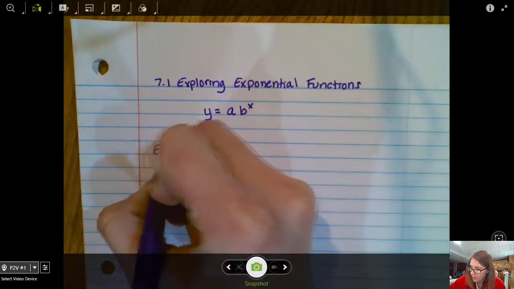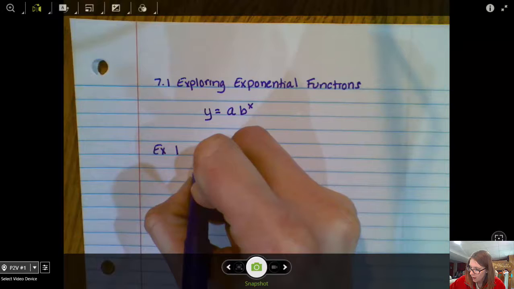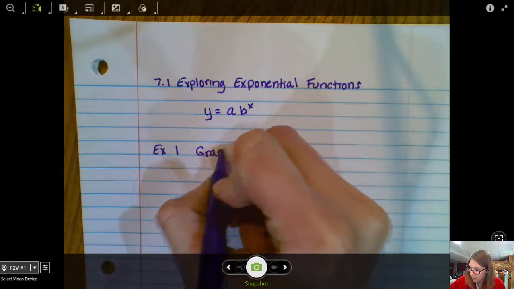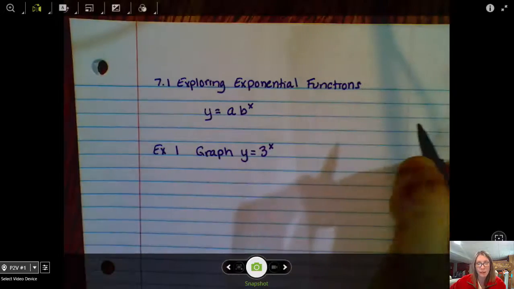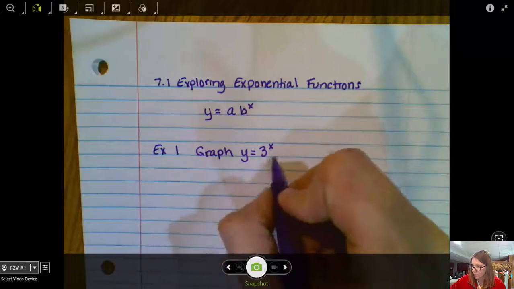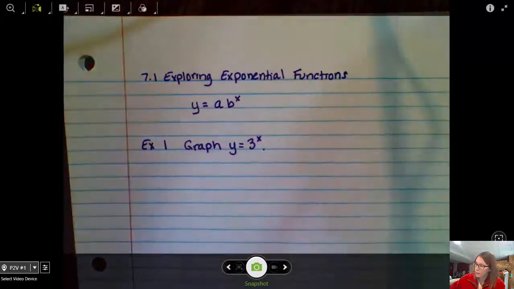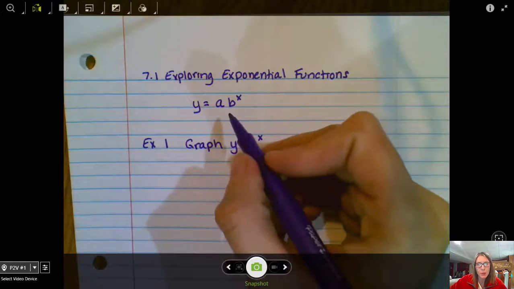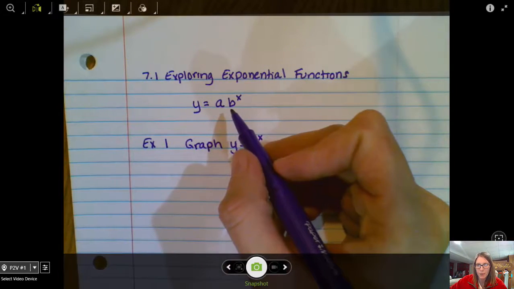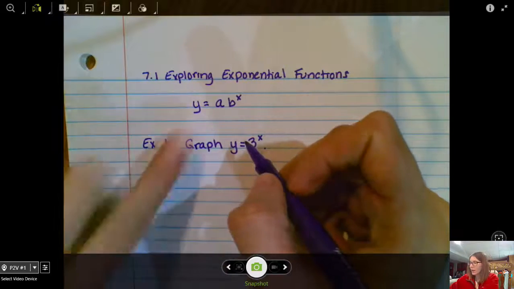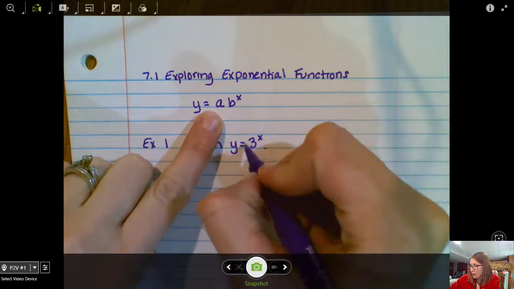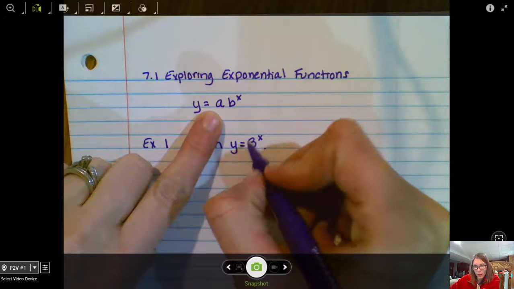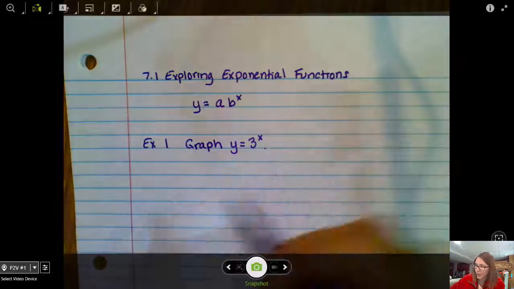Example 1. Let's graph y equals 3 to the x power. Okay. Now, this looks very similar to this general form for exponential functions right above. If you look though, what our a value really is, there's a 1 that's in front here. That's just not written, okay?